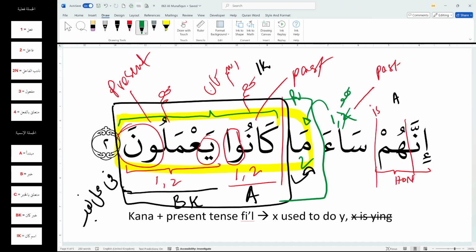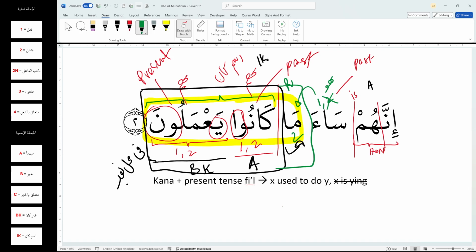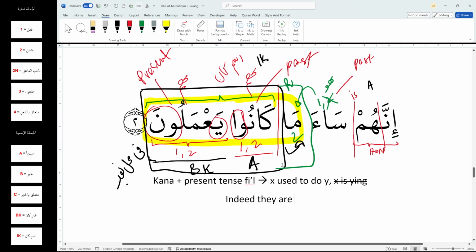So I've tried to make this very easy because it's a complex grammar. I understand, it's not very easy to understand if you have not learned these concepts before. So innahum, let's start with innahum. So indeed they, we would normally put "are" after this because we know there's an invisible "is." I'm going to do a literal one first and then we'll try to optimize it, right? So indeed they are, sa'a is like how terrible.